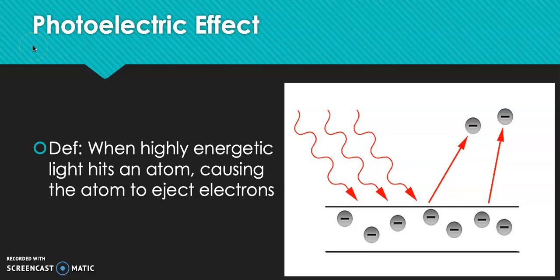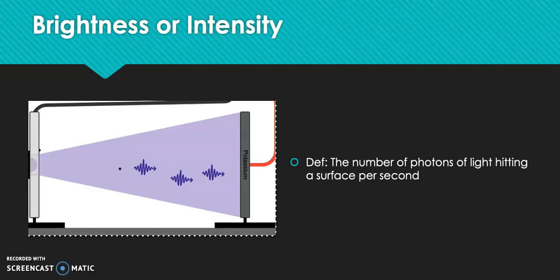So in this lab, I had you look at three factors that impact the rate of electron emission as a result of the photoelectric effect. We were taking a look at how light can cause metals to eject electrons. One of the first factors to take a look at then was brightness or intensity.